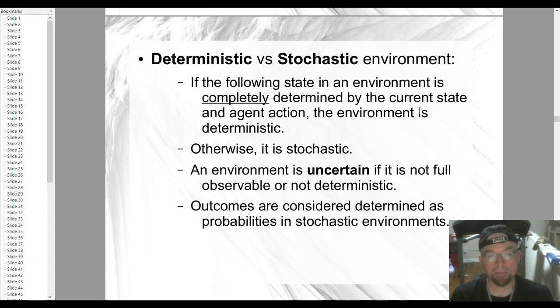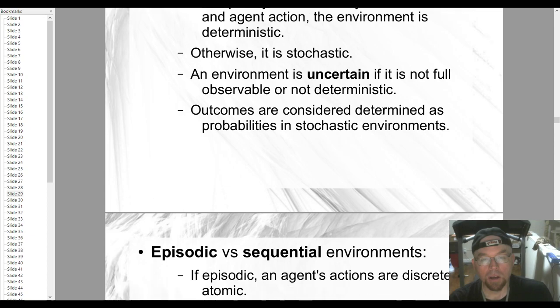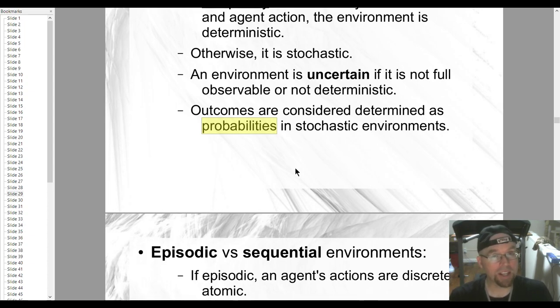You can say that an environment is uncertain if it is not fully observable, or it is not deterministic, or if it's both not fully observable and not deterministic. And by not deterministic, I mean stochastic. In stochastic environments where there is uncertainty, the outcomes are based on probabilities. When we talked about the history of AI, part of it was introducing mathematics that led to probabilities. In a lot of cases you have to make decisions based on what's the best chance for success.